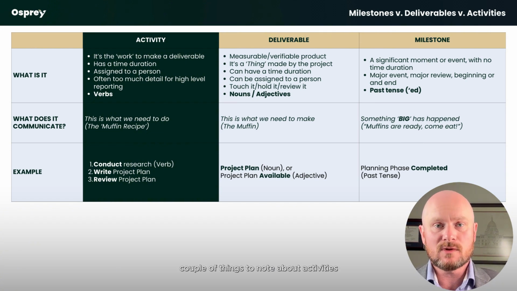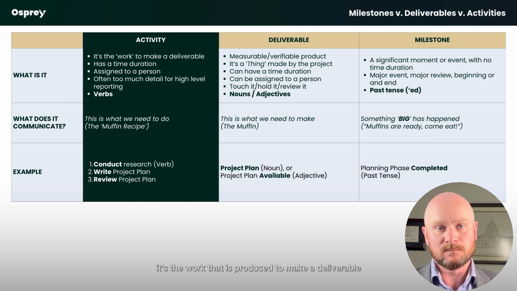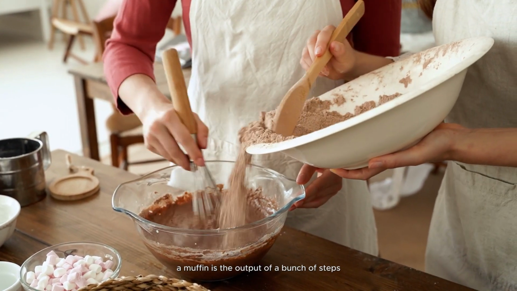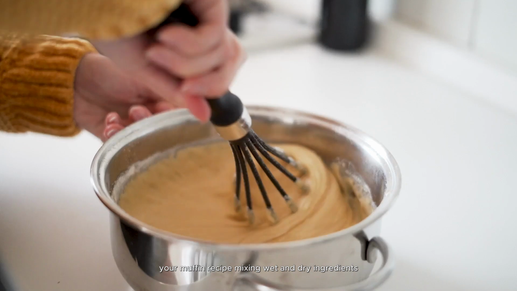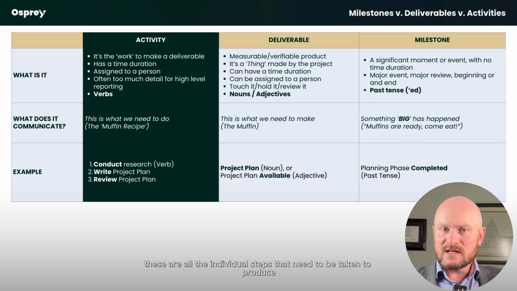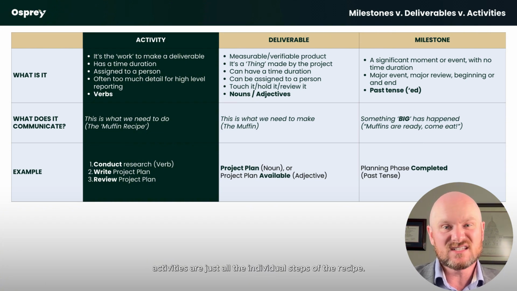A couple of things to note about activities. It's the work that is produced to make a deliverable. If we think about a muffin as the output of a bunch of steps, your muffin recipe: mixing wet and dry ingredients, sifting the flour, popping it into the oven. These are all the individual steps that need to be taken to produce a muffin. Activities are just all the individual steps of the recipe.